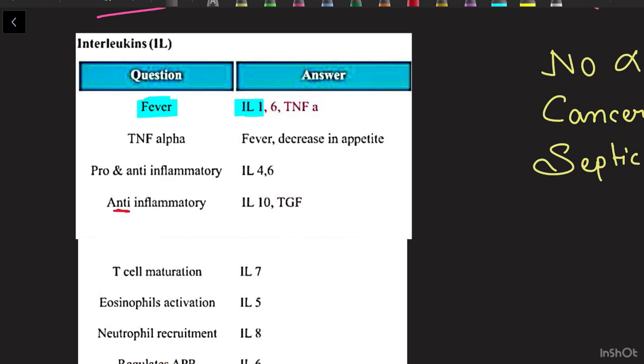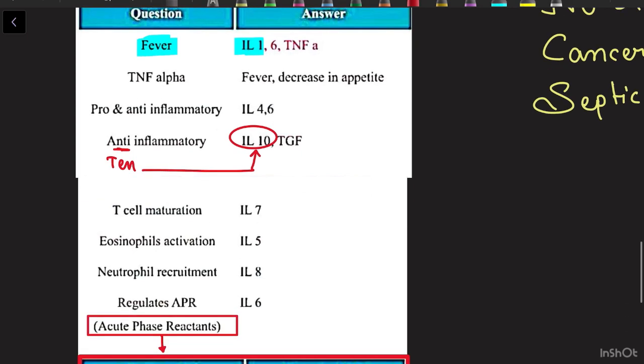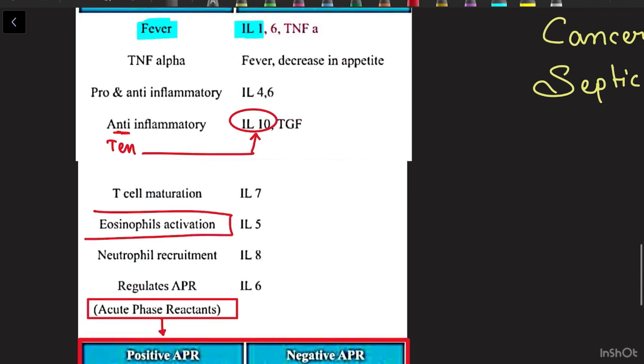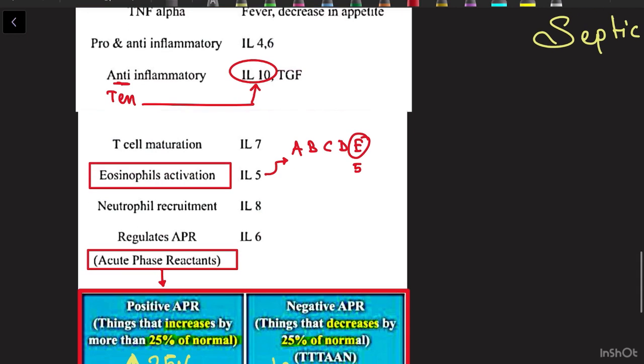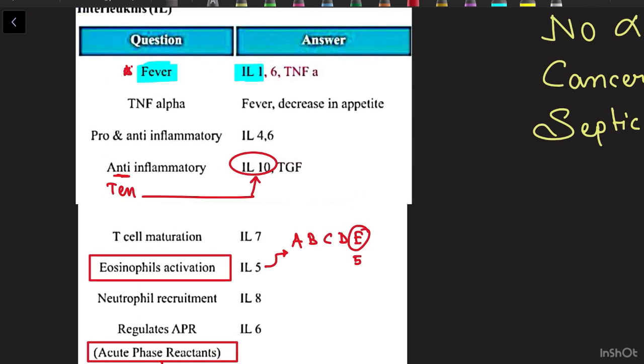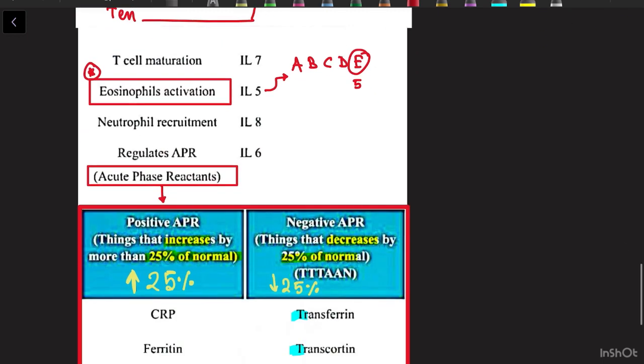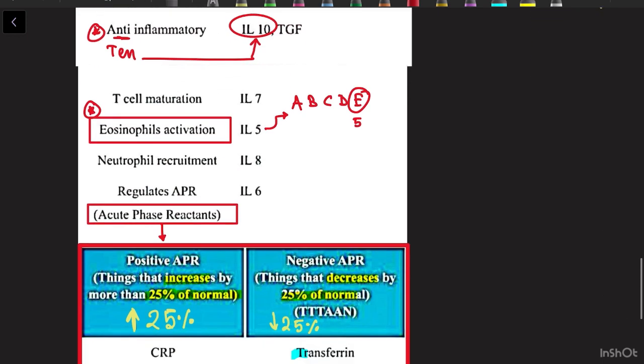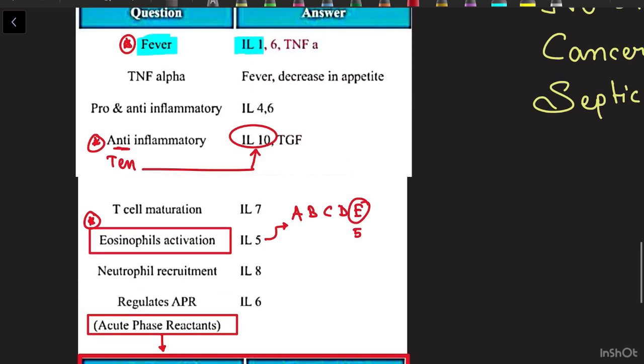Anti-inflammatory, so anti and 10, so you can at least remember interleukin 10 in this way. Then eosinophil activation, you have to remember this, so you can remember since it's 5, then A, B, C, D, E. E for eosinophil is the fifth letter, so you can remember like this. This part I wouldn't say is important, but these three I would suggest that you mug up or remember. It's better if you remember everything, the whole part, but even if you can't, then this part you should remember.